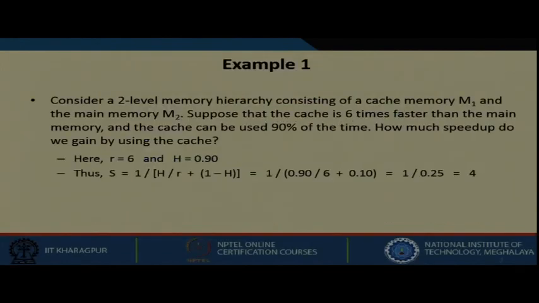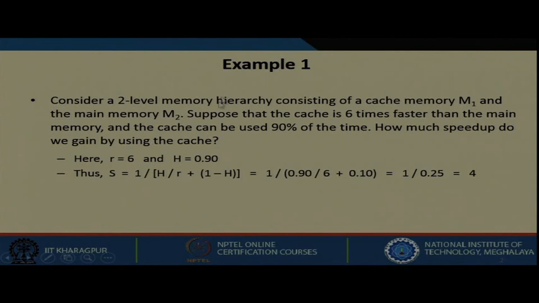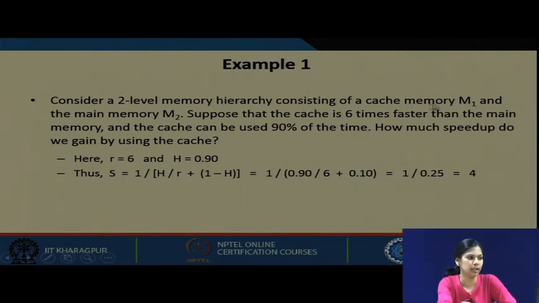Furthermore, let us take this example. Consider a two-level memory hierarchy consisting of a cache memory M1 and main memory M2. Generally, the level which is closest to the processor, we call it cache memory, and the next level of memory can be different levels of cache memory, or we can also have a main memory. So the picture here shows a two-level memory hierarchy, M1 and M2. M1 is the cache memory and M2 is the main memory.